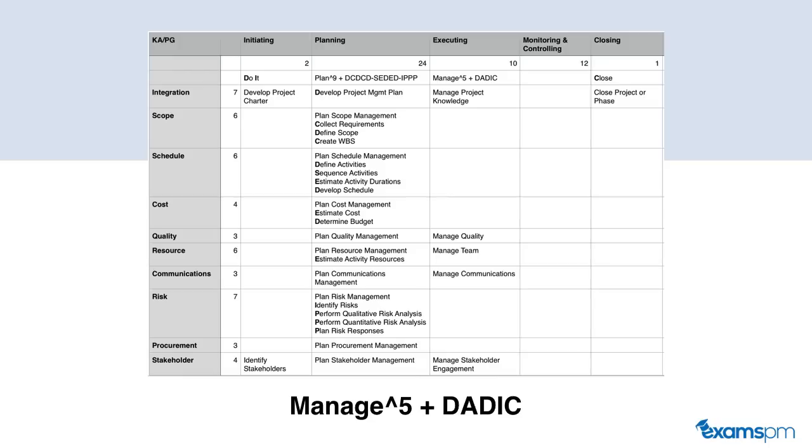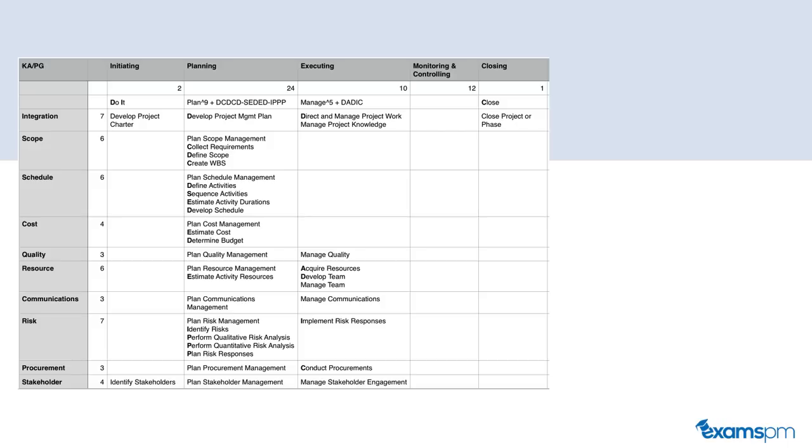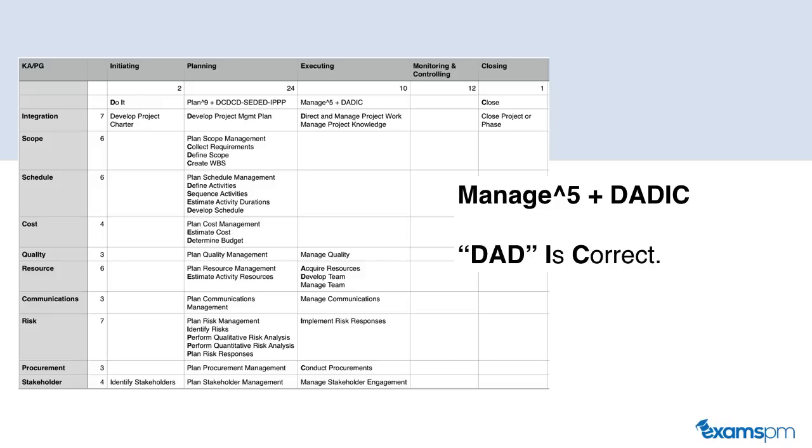Once we have written down our 5 manage processes, we're ready to move on to the second portion of the executing process group, which is the DADIC. And the phrase that you can use to memorize this is "dad is correct."